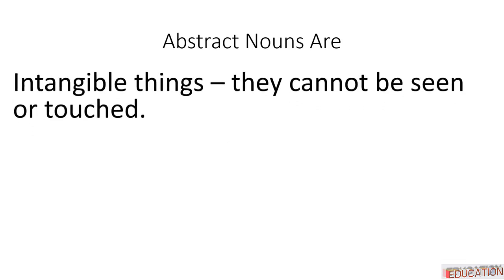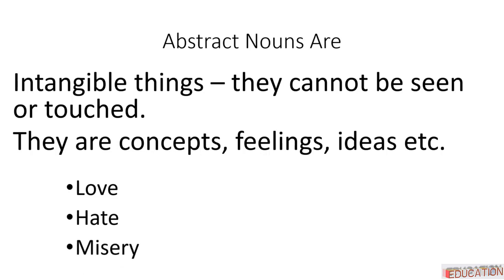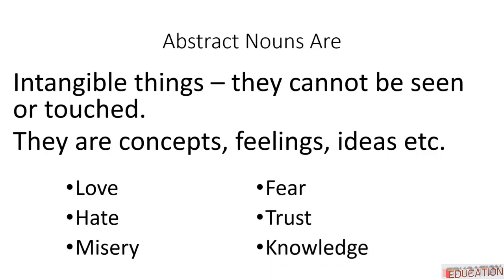Abstract nouns are intangible things, things that you cannot see or touch. They are more like concepts or feelings or ideas. For instance, love, hate, misery, fear, trust, knowledge.